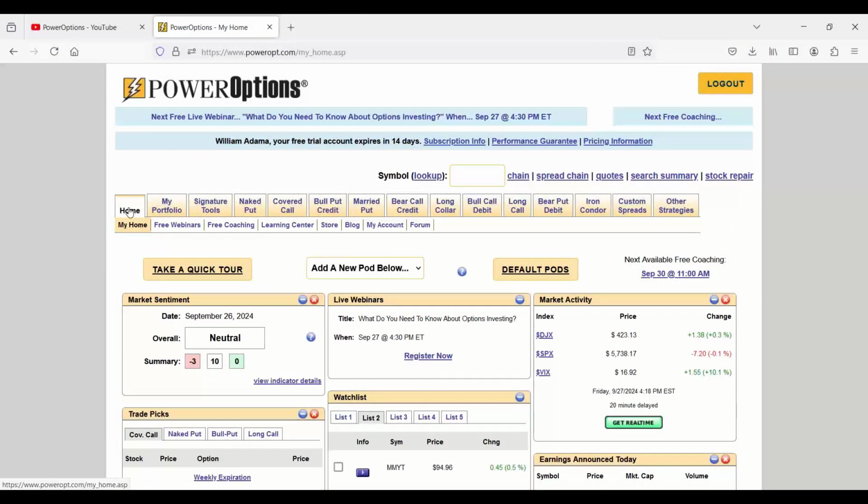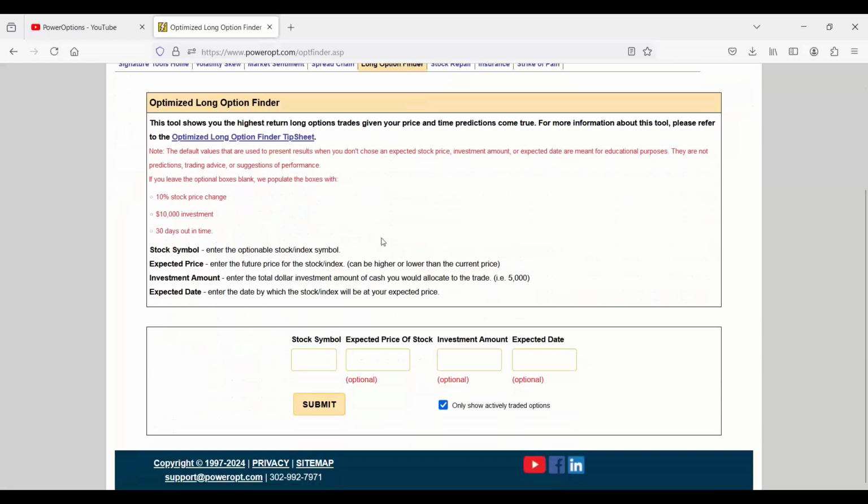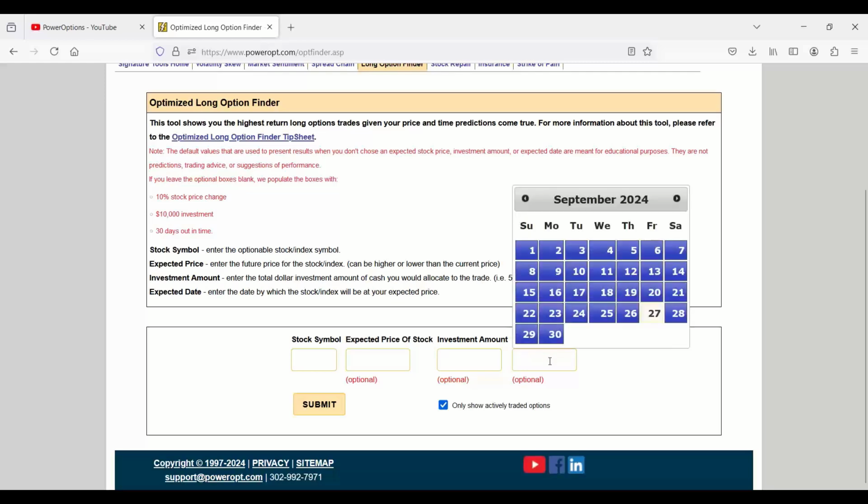That all being said, I had mentioned that we talked about the signature tools and we described, I should say, the long option finder. What this tool allows us to do is put in any symbol, your expected stock price of the underlying symbol, your invested amount, how much you'd want to invest into options on that particular security, and the target date. Do you think the stock might hit that target price?